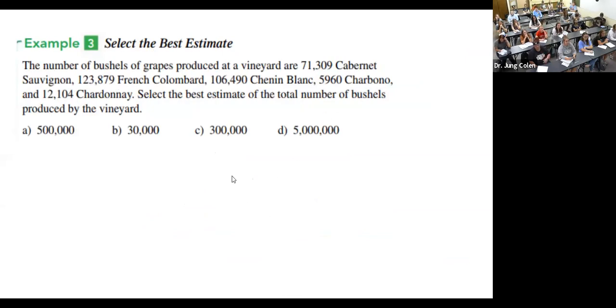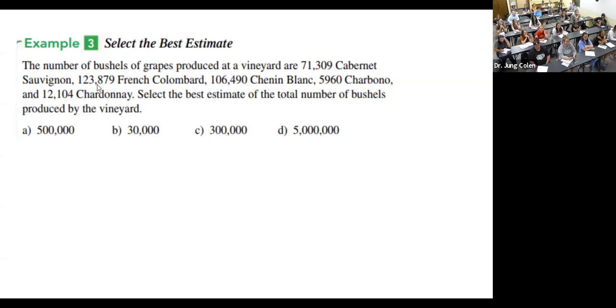The number of bushels of grapes produced at a vineyard are: 71,309 Cabernet Sauvignon, 123,000. I don't know about champagne or wine, so if I'm wrong with the pronunciation, just ignore that. You don't have to correct me because I will not remember that again.